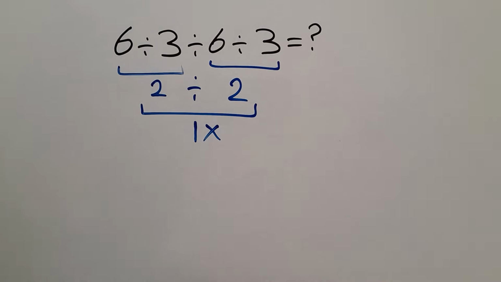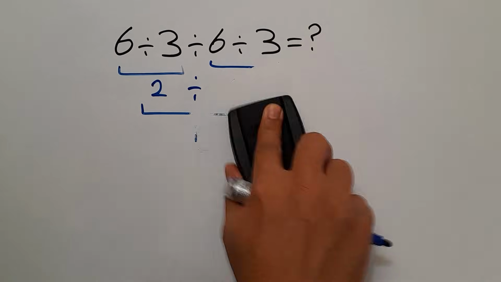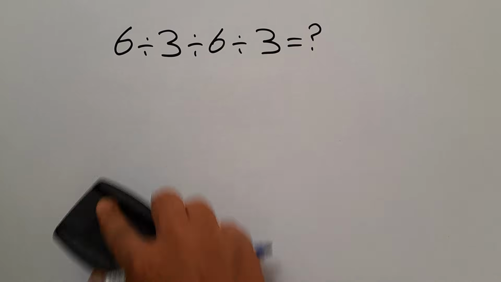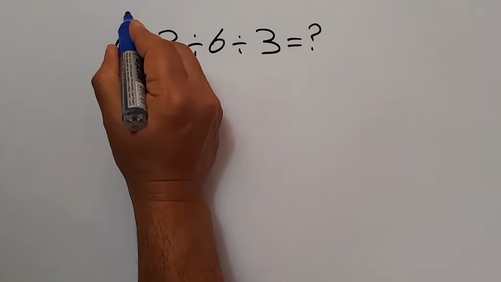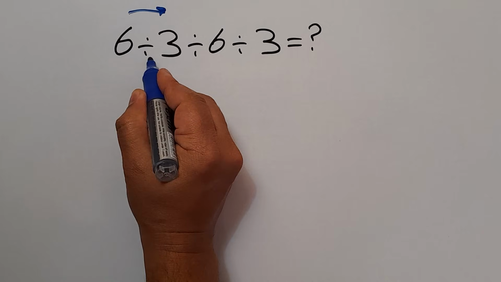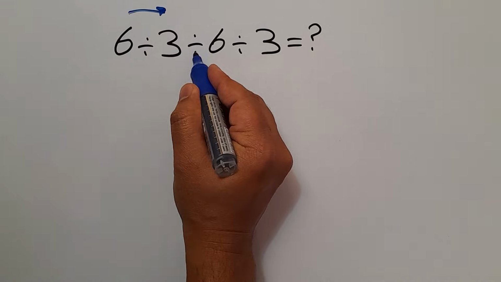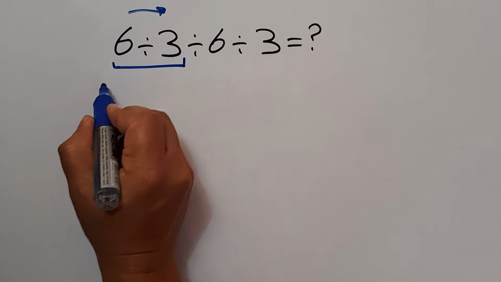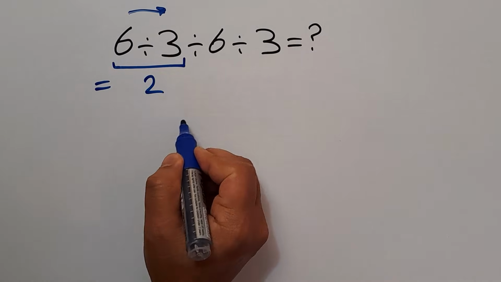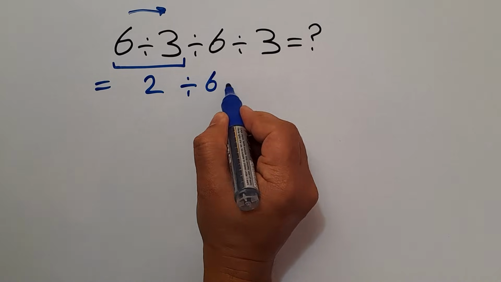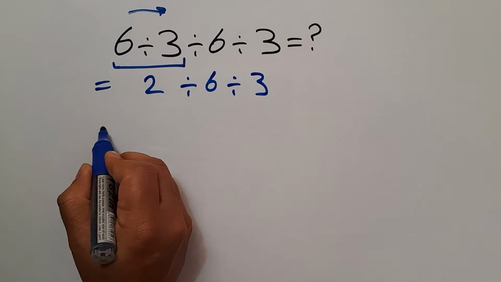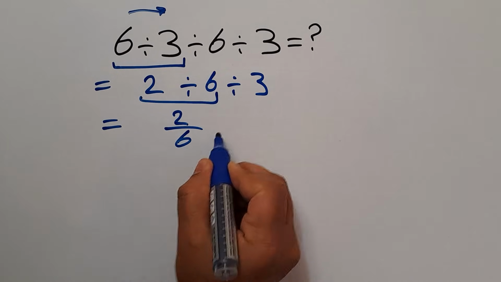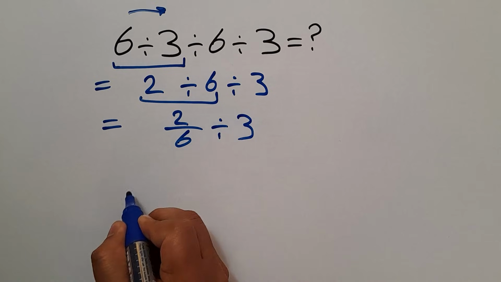But this answer is not correct, because according to the order of operations, we have to work from left to right. So first this division, then this division, and finally this division. 6 divided by 3 equals 2. Then 2 divided by 6 divided by 3. 2 divided by 6 can be written as 2 over 6 and divided by 3.